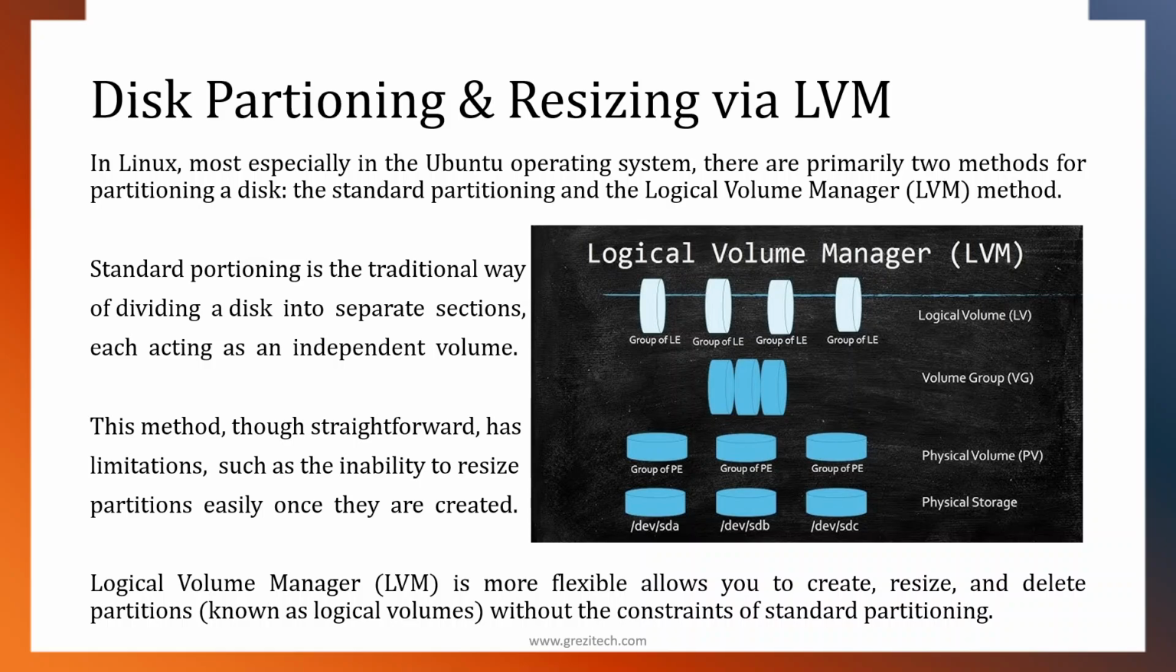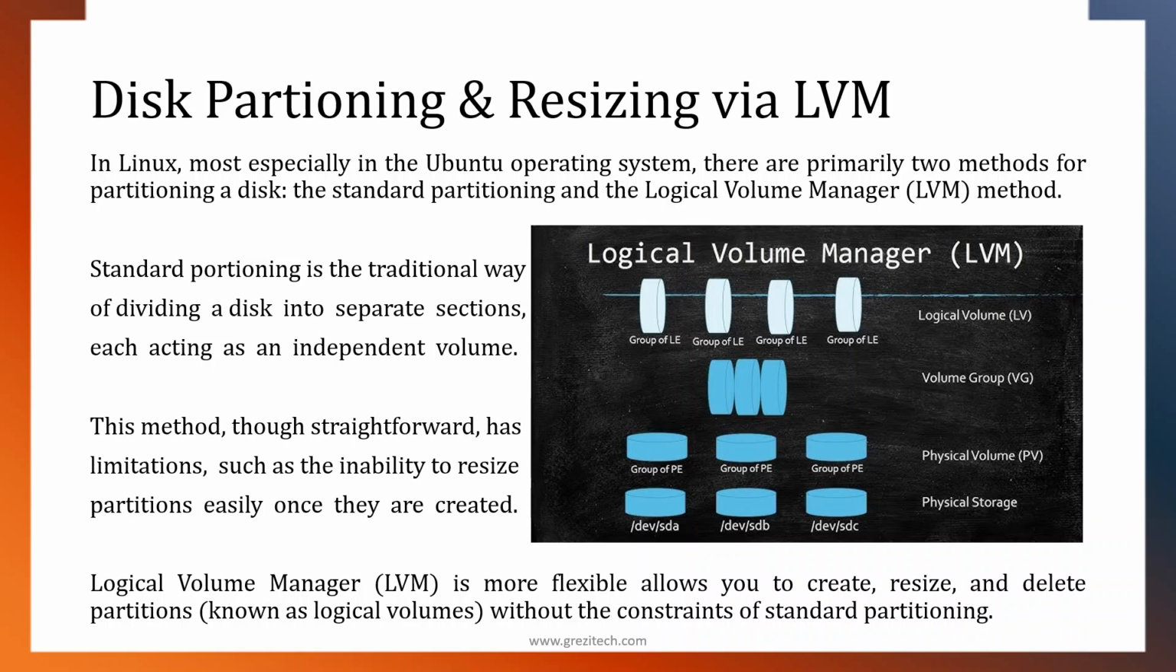But before talking about partitioning, let's understand what it is theoretically. In Linux, especially in the Ubuntu operating system, there are two ways to partition your hard disks. There is the standard partitioning and there's also the LVM method. LVM stands for Logical Volume Manager. By default, you can always make use of the standard partitioning. That's actually the traditional way of dividing your disks into separate sections.